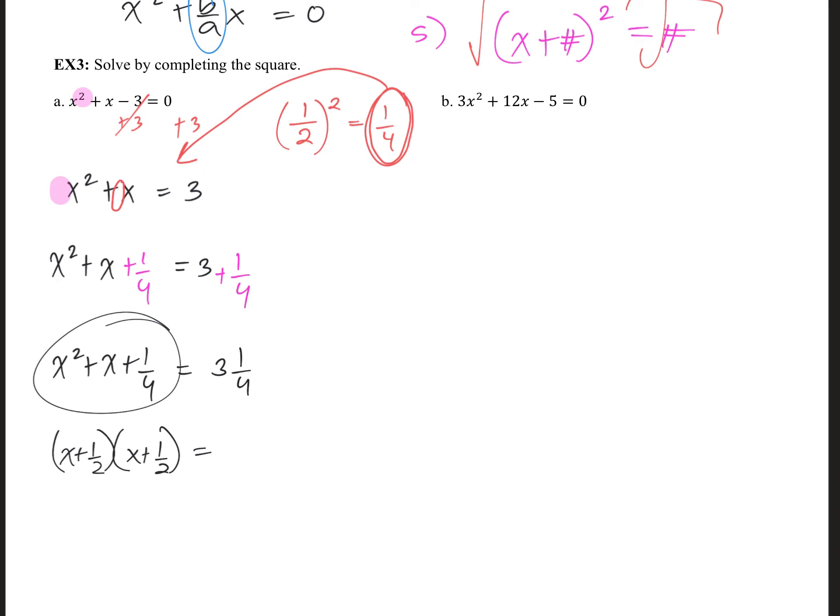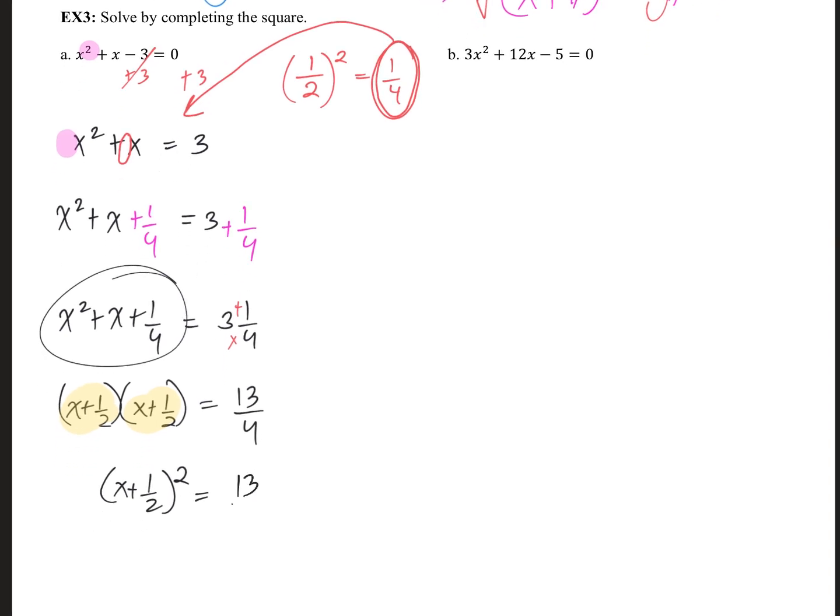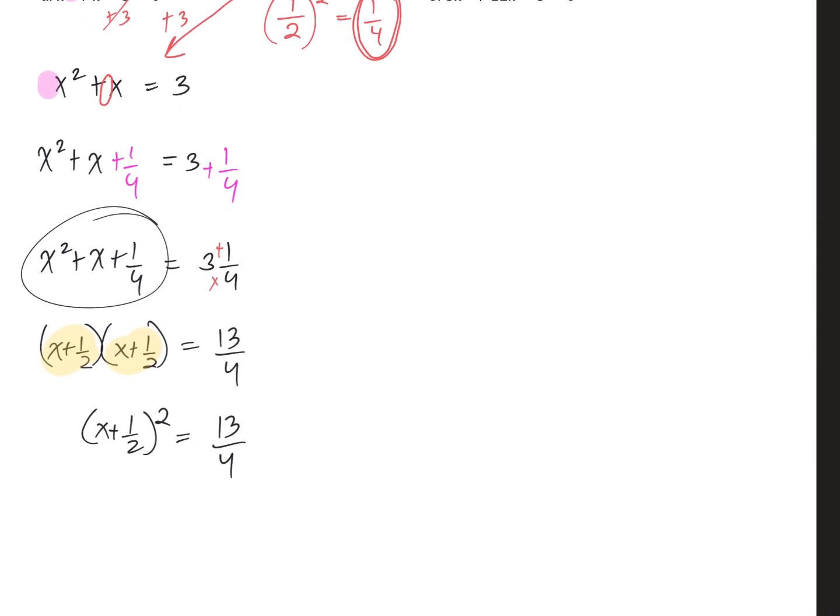Which, since they are exactly the same, what can we do with them if they're exactly the same? We can rewrite it as x plus a half squared. And then that equals my number, so let me go ahead and change this into a mixed number. So 3 times 4 plus 1, so that's going to be 13 over 4. Okay, so now it's set up in the perfect format. Once again, we did all of that work, finding that specific number, adding in the number, and then factoring it, so we could rewrite it as the perfect squared.